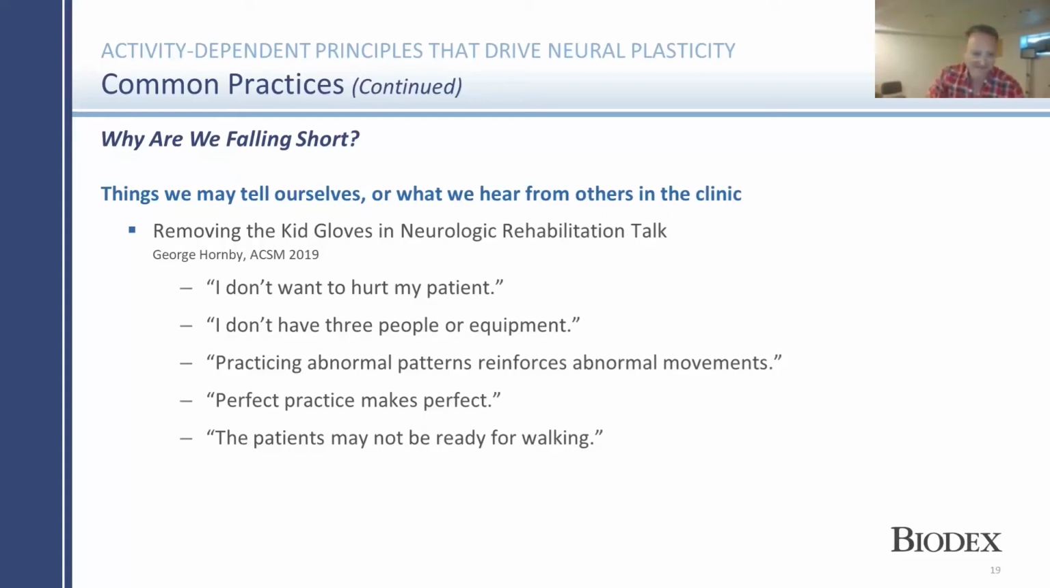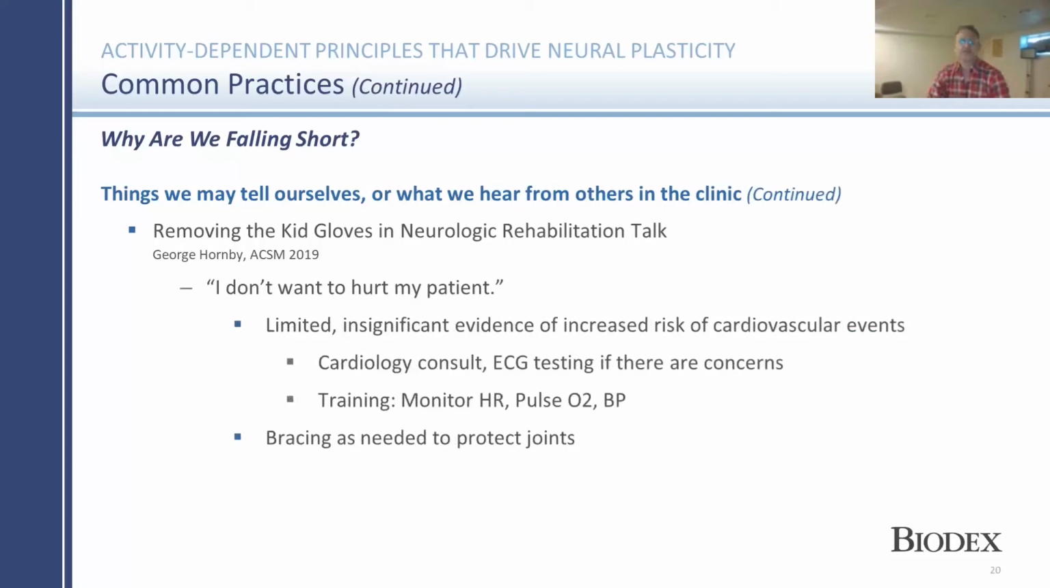I said that to myself. I don't have 3 people, or I don't have the equipment to be able to drive that neuroplasticity. Practicing abnormal movement patterns reinforces abnormal movements. Interesting, right? Perfect practice makes perfect. And the patients might not be ready for walking. Okay, so again, everything that I've seen here is like, oh God, yeah, I definitely have told that to myself at some point. Okay. Let's look at that first one.